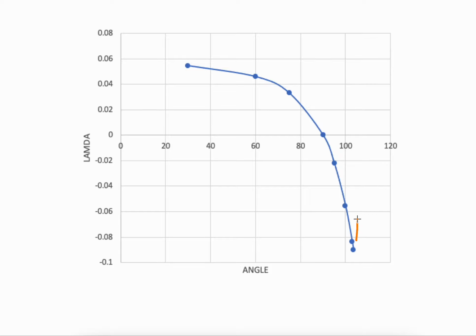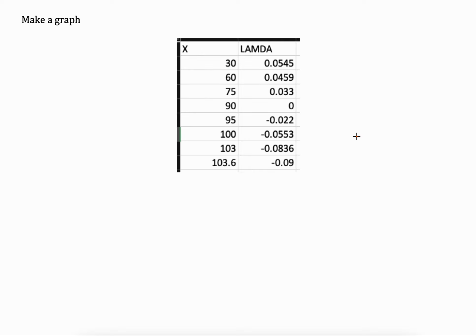So this is the angle. Okay, so it is around 100 and, okay, I'm sorry, 100 and something. I think based on this, lambda is negative 0.09, is 103.6, is the location the separation will occur.